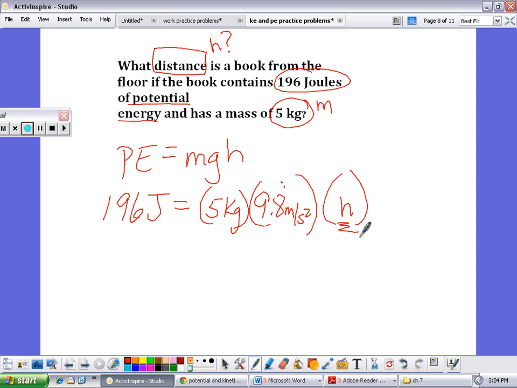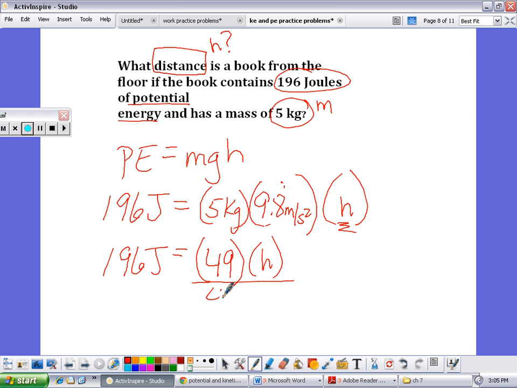So we go in and plug in 5 times 9.8 and we get 49 as our answer, multiplied by h still. And we have 196 joules over here. To get h by itself, we do the opposite of multiply and we divide. So 49s cancel out, and 196 divided by 49 gives you 4, and this is our height. So we are labeling this with meters.